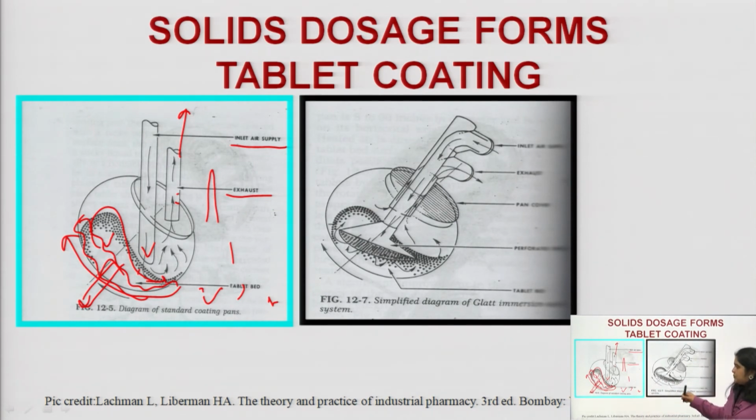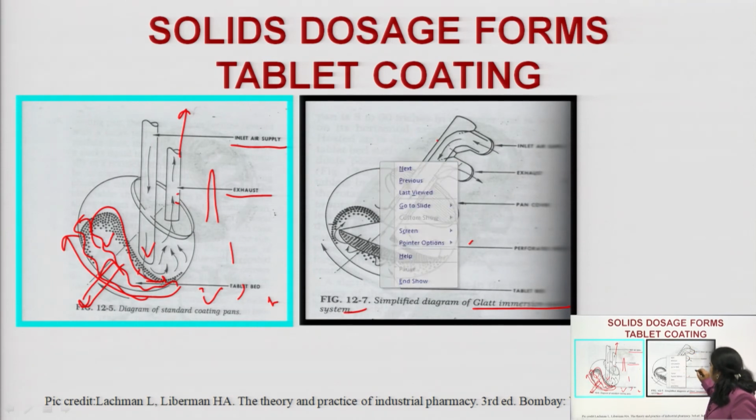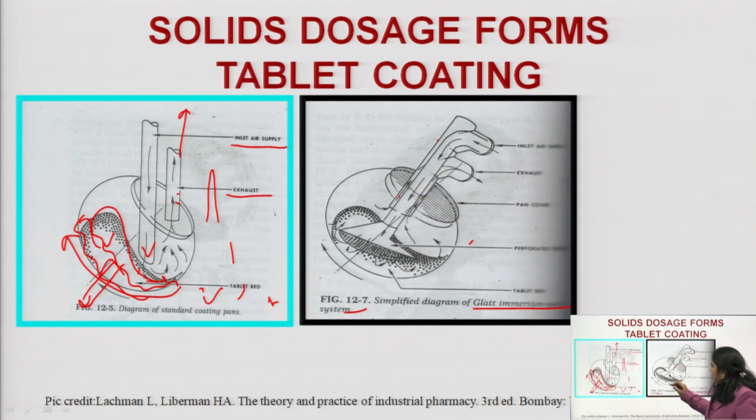So, the next high quality coating pan was this Glatt immersion system. So, in this there was a simple modification, there was a pipe within a pipe, right. There was a pipe within a pipe and the base of this pipe was like a sword. This portion was perforated, and it was immersed into this tablet bed.